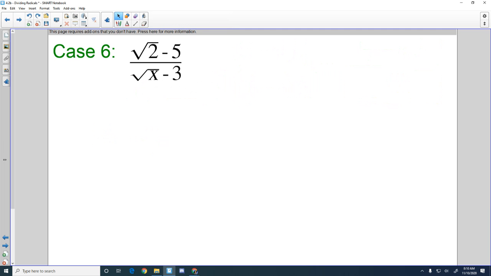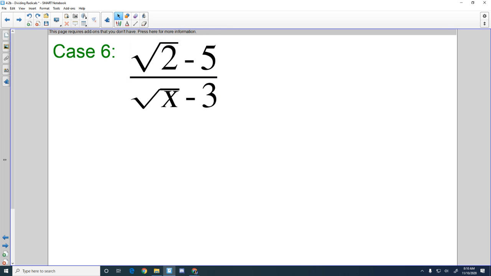All right, and here's our last situation that I'm going to show you for dividing radicals. So you've got the square root of 2 minus 5, and then the square root of x minus 3. Now these are both binomials.